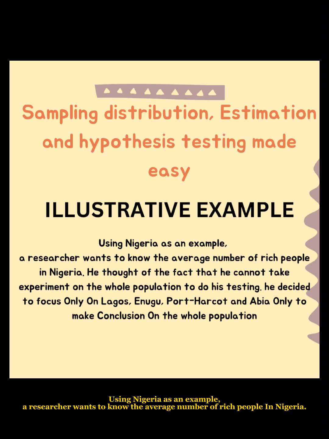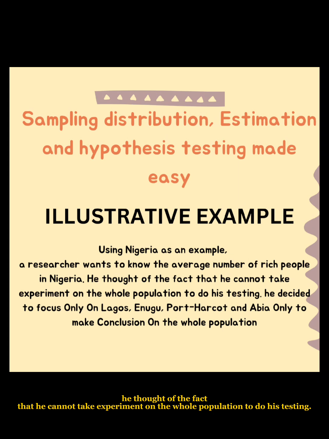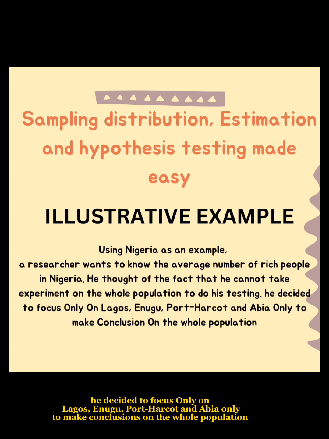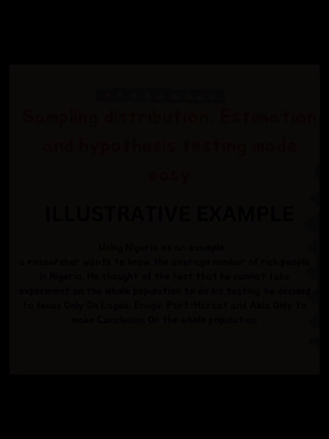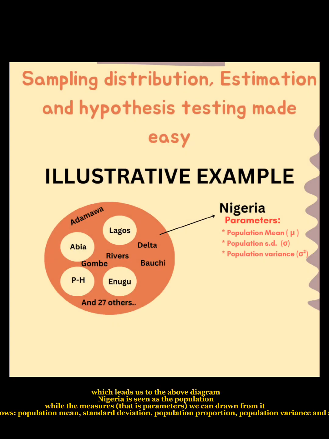Using Nigeria as an example, a researcher wants to know the average number of rich people in Nigeria. He thought of the fact that he cannot run an experiment on the whole population to do his testing. He decided to focus only on Lagos, Enugu, Port Harcourt and Abia, to make conclusions on the whole population. From the above we see that the researcher is trying to take a sample from the population and use his result to make conclusions on the whole population. Which leads us to the above diagram.